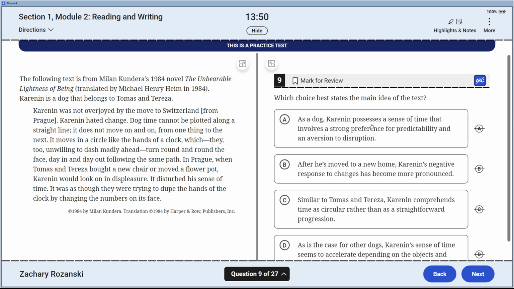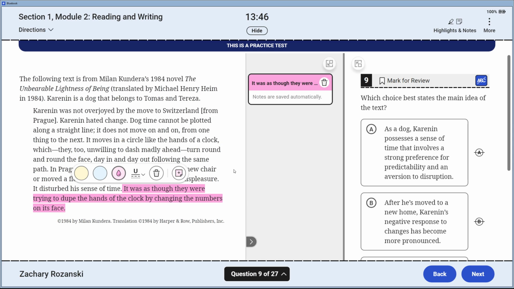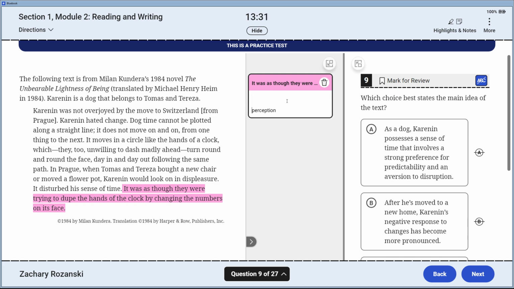Picking it to move on. What's the main idea of the text? Let's grab this final sentence. They love these little stories about dogs. Fine. It was as though they were trying to dupe the hands of clocks by changing the numbers on its face. It was as though they were trying to time, I don't know, perception. I've literally no idea from that sentence. So we'll just start at the start.